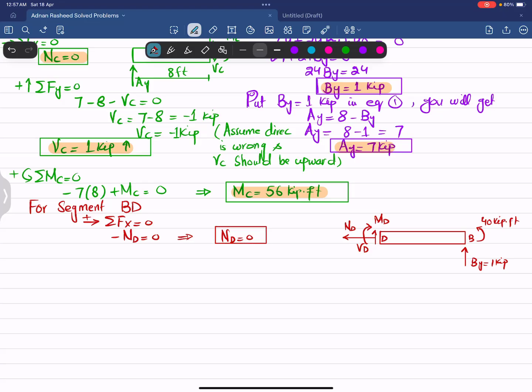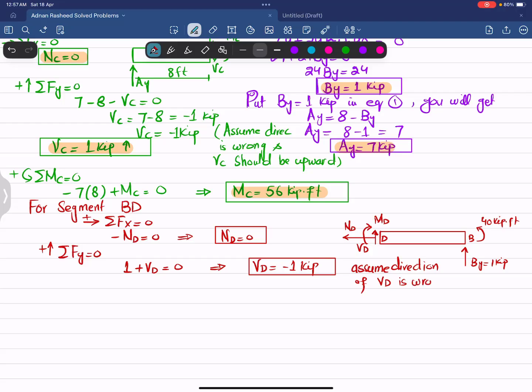Second, we will find the sum of all forces along the y direction, which must be equal to 0, and force toward upward is taken as positive. So By, which is acting upward, is 1, and this Vd is also acting upward. So 1 plus Vd is equal to 0. It means that Vd is equal to minus 1 kip. The minus means that our assumed direction of Vd, which we have taken upward, is wrong. I will write: assumed direction of Vd is wrong.